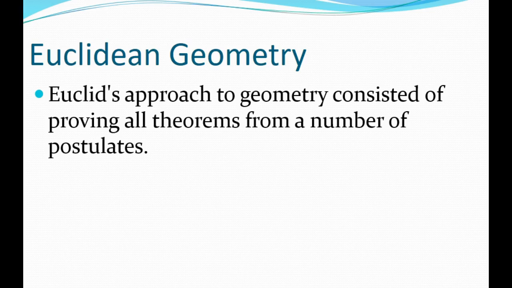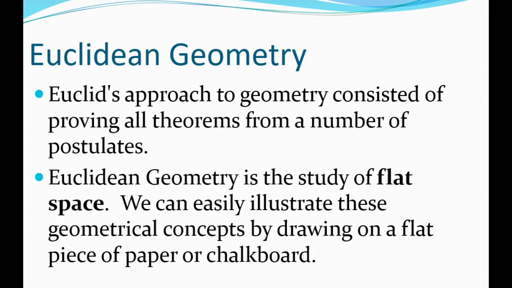In Euclidean geometry, Euclid's approach to geometry consisted of proving all theorems from a number of postulates. Now, postulates are like theorems, they're basic assumptions. He had a few basic set of assumptions that he derived or proved all of the geometry that we're learning this year. Okay, and it's basically a study of flat space. So like piece of paper, flat desk, whatever. You can easily illustrate the geometry that we're doing this year on a piece of paper because it's flat.